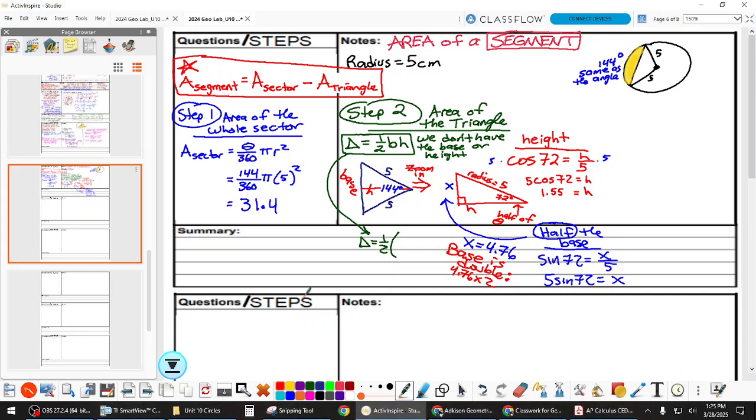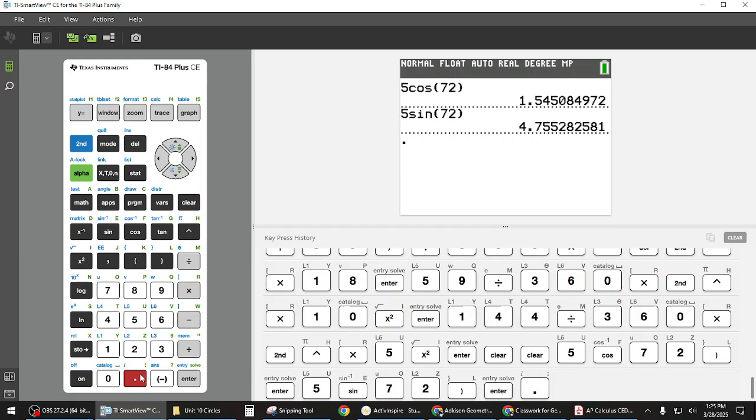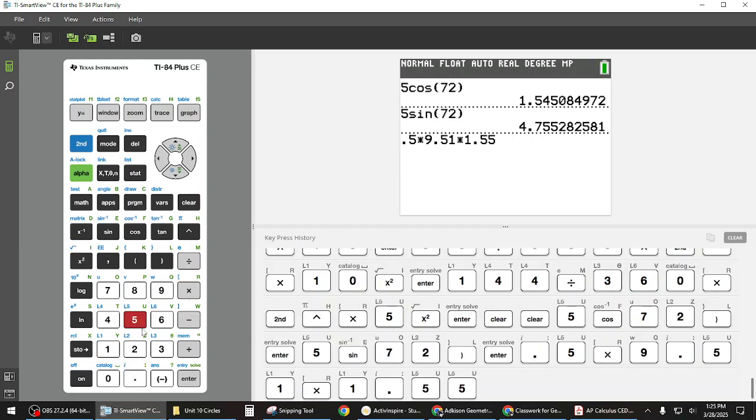What was it? 9.51, she said. Okay. So 1/2 base times height, 9.51 times height of 1.55. So the area of our triangle, we just need to go plug that in. 1/2 times 9.51 times 1.55 is 7.4.